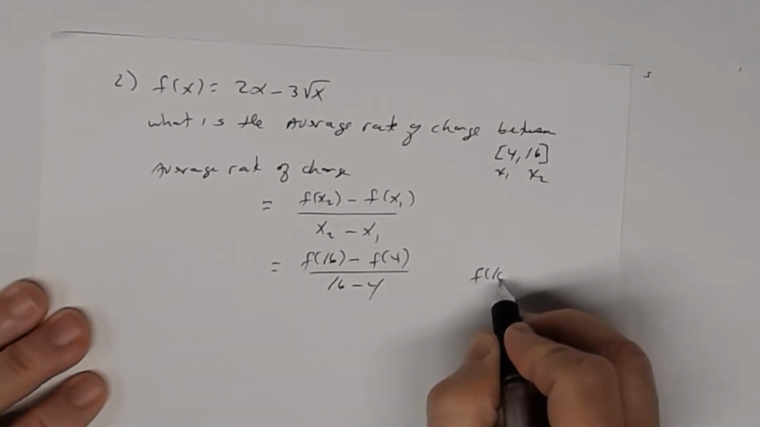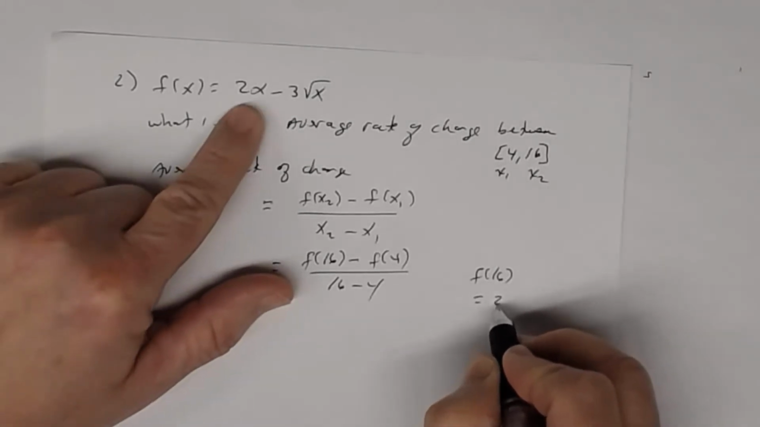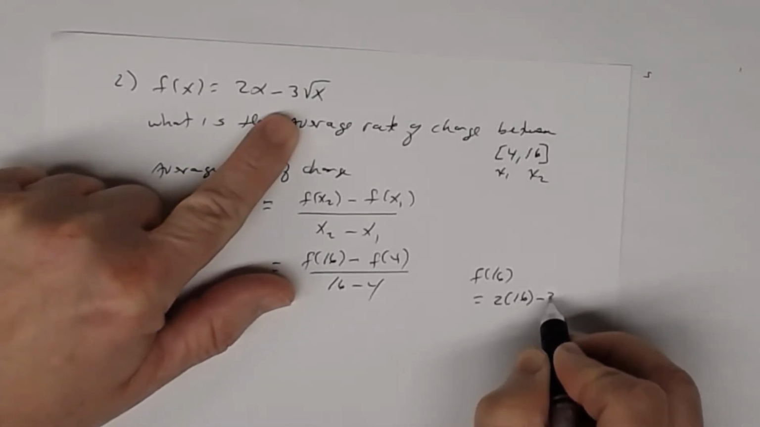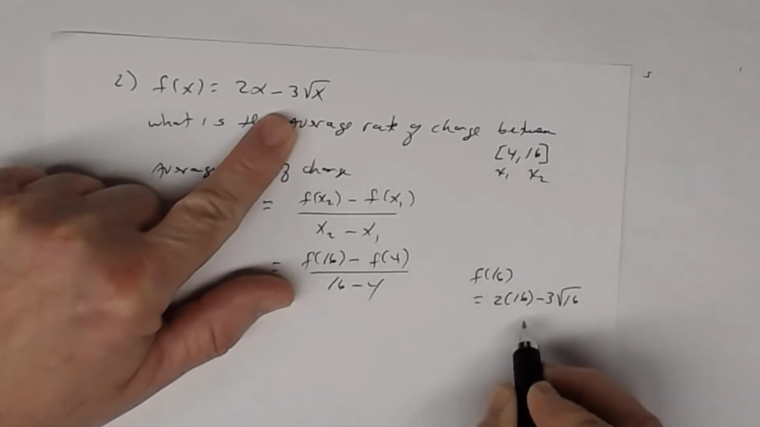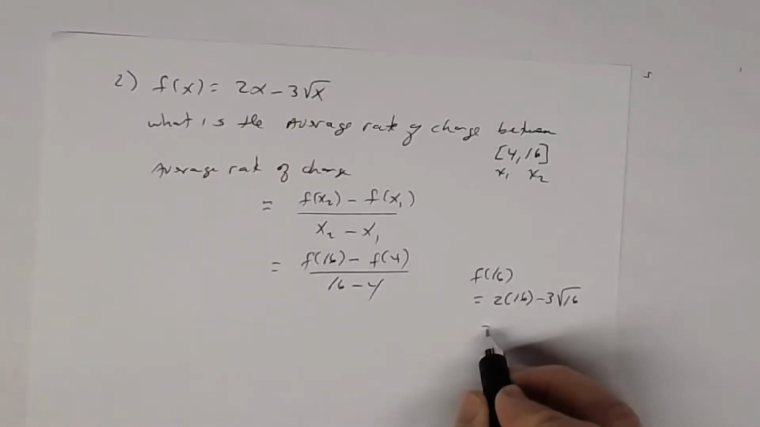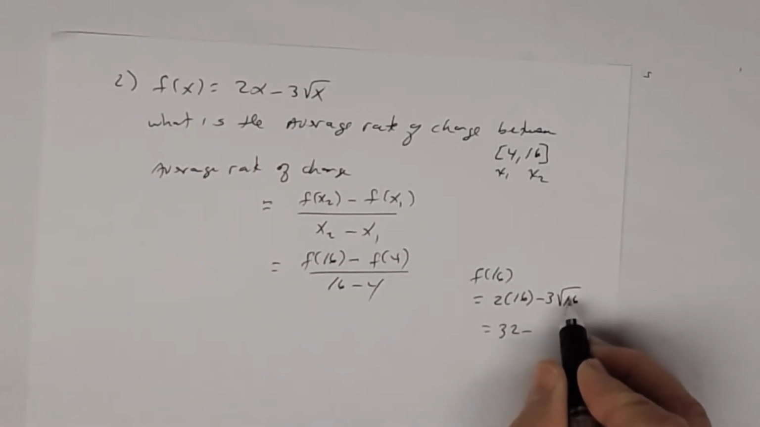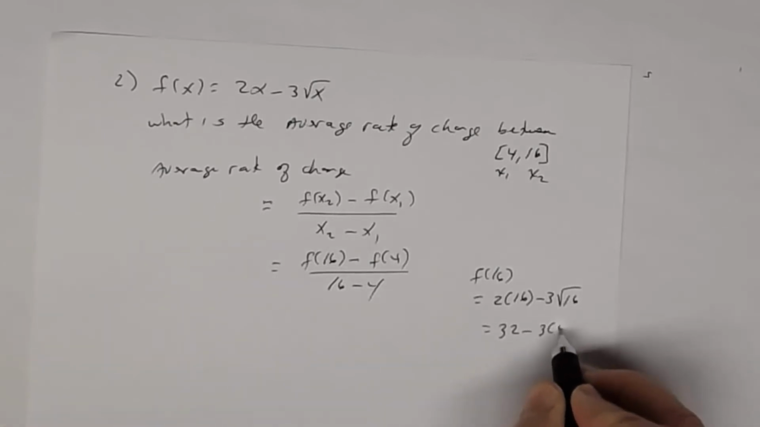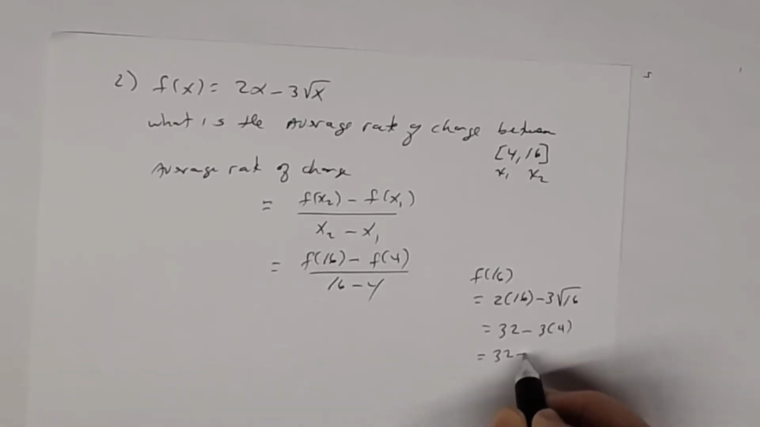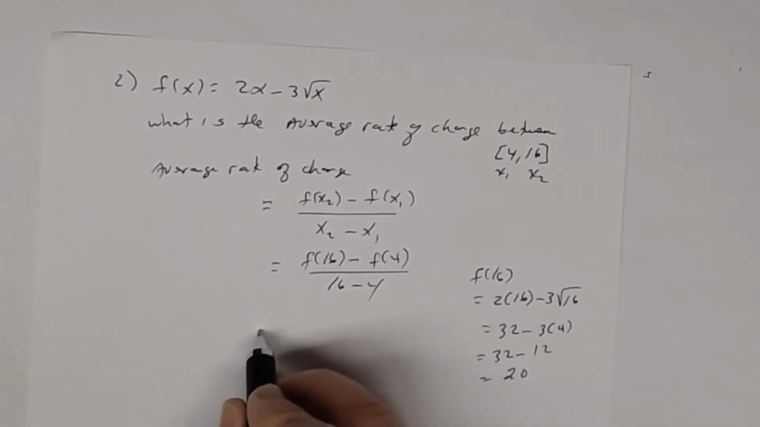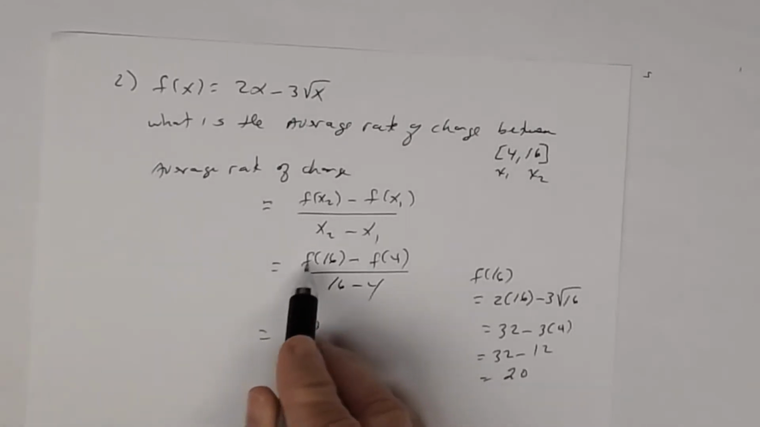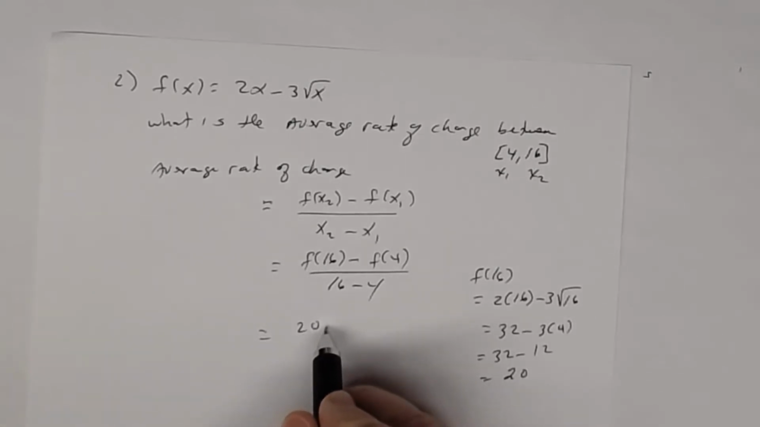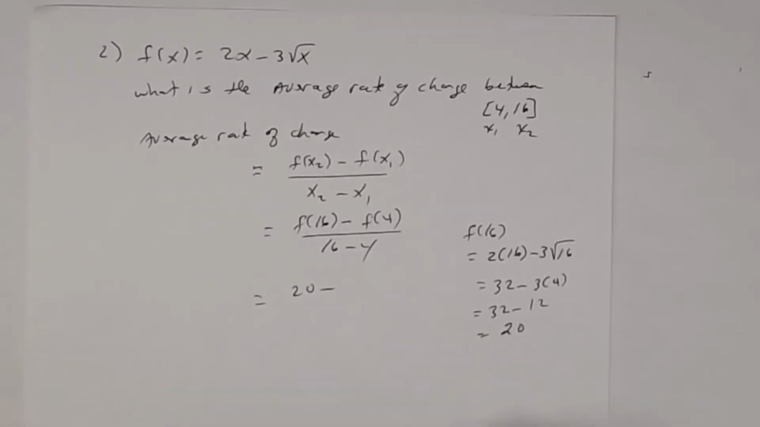So f of 16 is going to equal 2 times 16 minus 3 times the square root of 16. 2 times 16 is 32. And then square root of 16 is 4, right? So that's 3 times 4. So that becomes 32 minus 12, and 32 minus 12 is 20. So far I have 20 for f of 16. I'm going to subtract from 20 whatever f of 4 is. So I got to do the work for that.